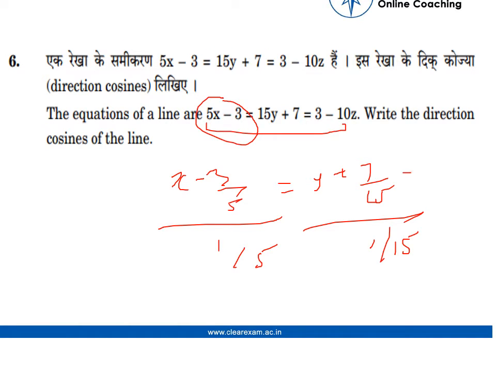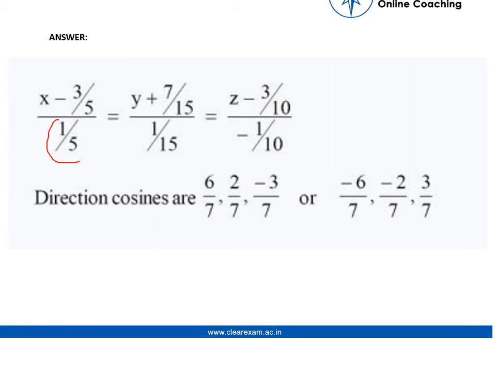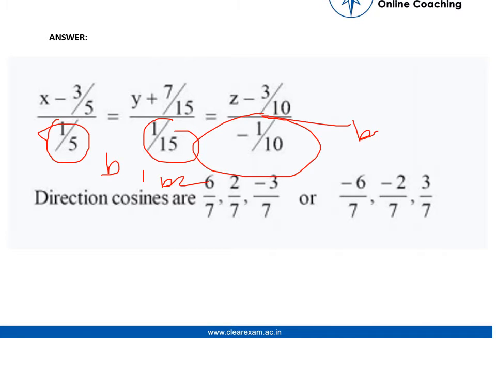Similarly, 3 − 10z when divided by −10 becomes (z − 3/10) over −1/10. Now let us consider 1/5 as b1, 1/15 as b2, and −1/10 as b3.